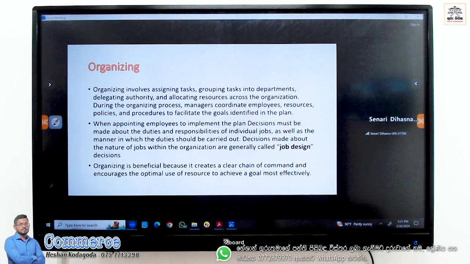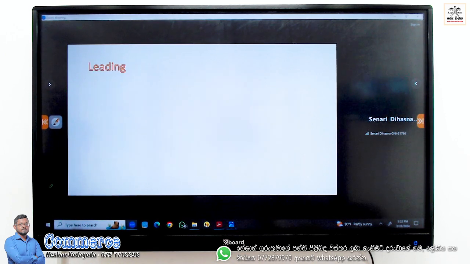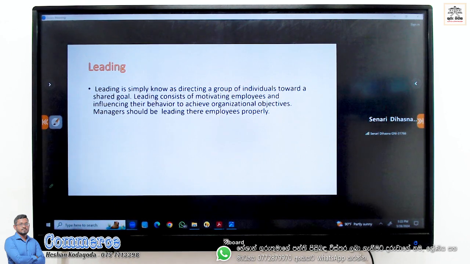Organizing is beneficial because it creates a clear chain of command and encourages the optimal use of resources to achieve a goal most effectively. Leading. Leading is simply known as directing a group of individuals toward a shared goal. Leading consists of motivating employees and influencing their behavior to achieve organizational objectives.